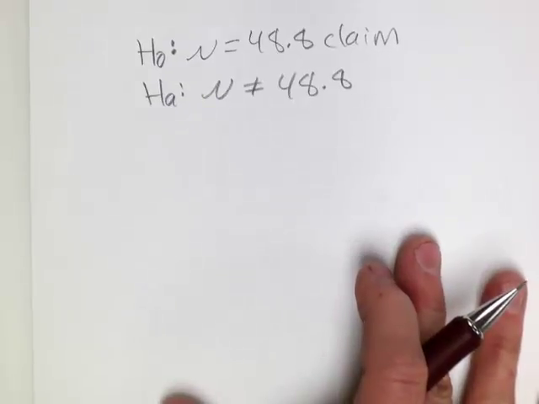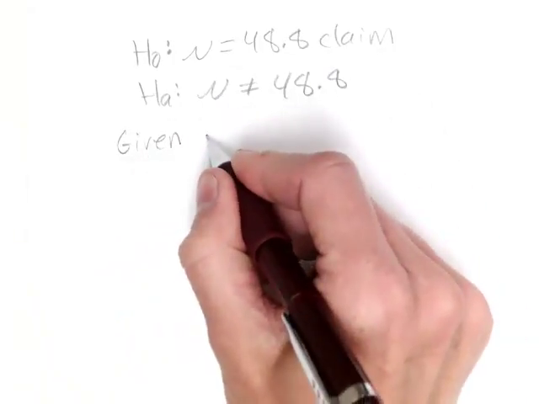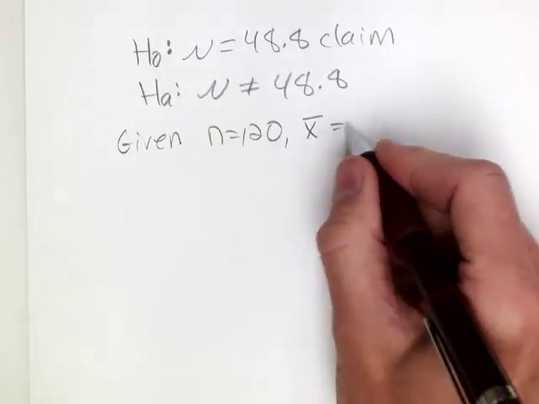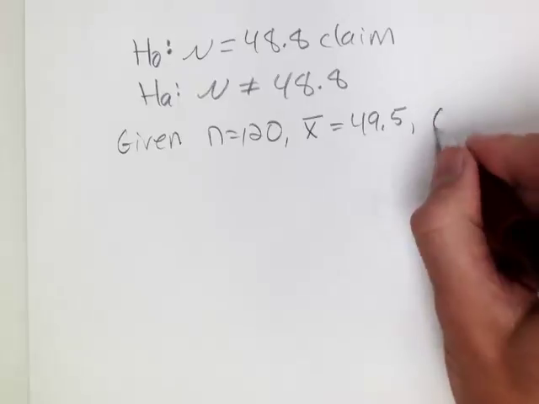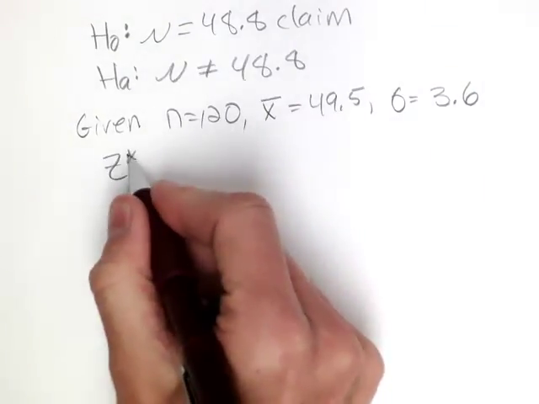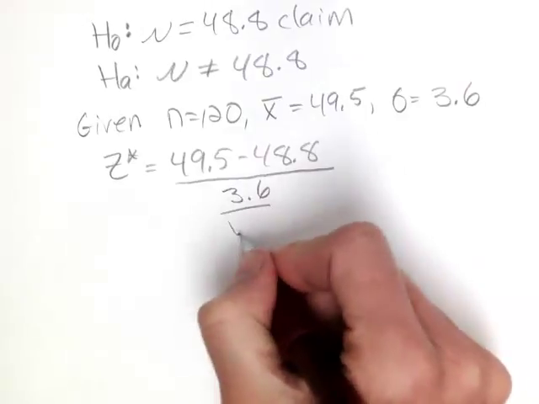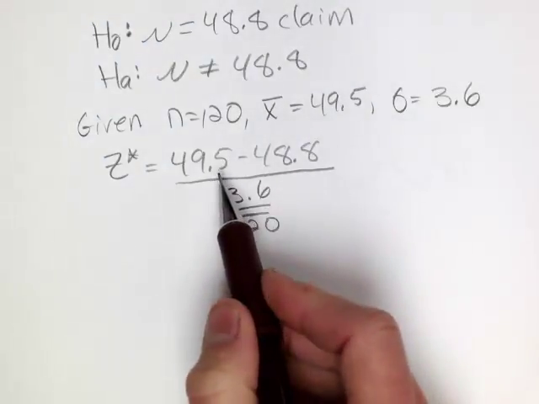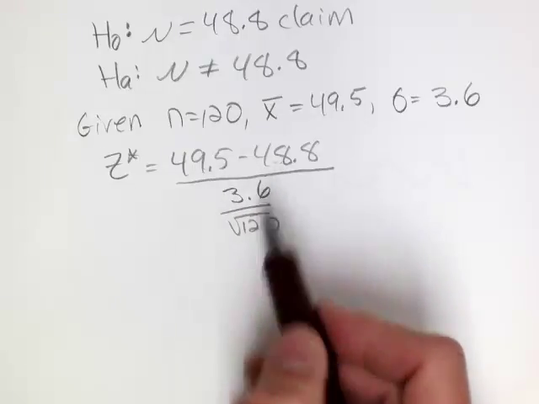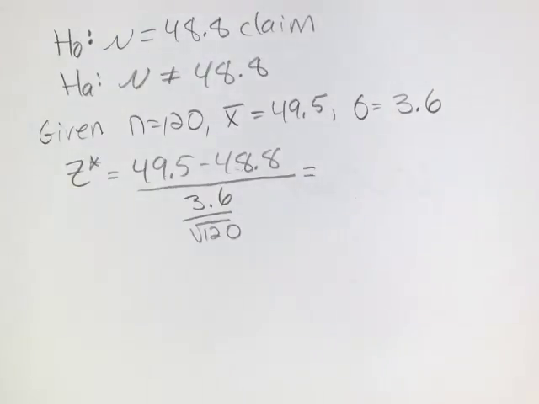Okay. So let's go ahead and find the standardized test statistic. I'm given from our sample that n is equal to 120, x bar is equal to 49.5, and we're assuming that the population standard deviation is 3.6. So putting that into the test statistic formula, we get 49.5 minus 48.8 over 3.6 over the square root of 120. We're concerned with whether or not this difference between what we observe and what we claim is statistically significant. So putting this into the calculator real quick.